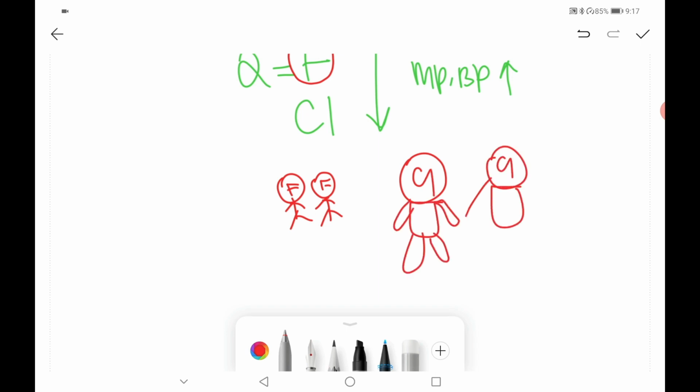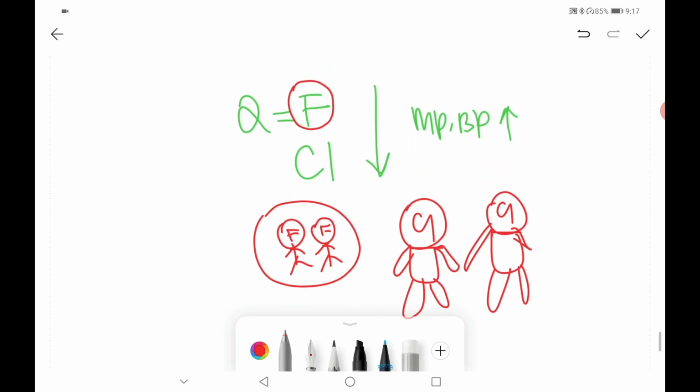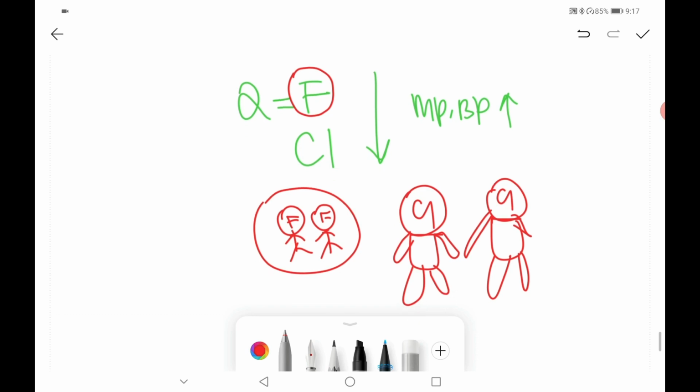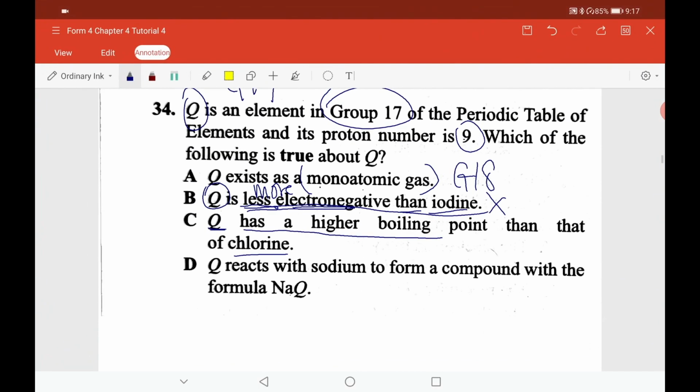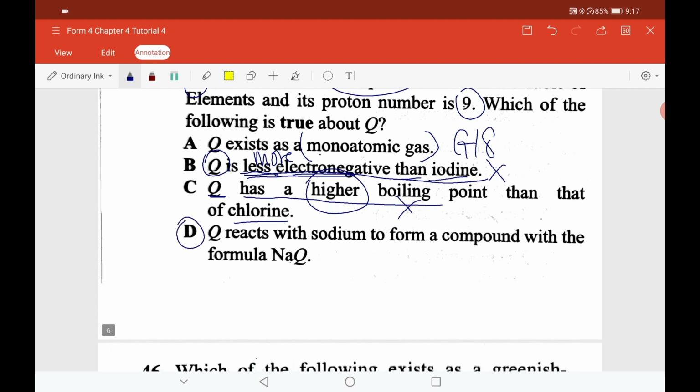Okay, so when the size of the fluorine is smaller, the van der Waals force is weaker. So when the van der Waals force is weaker, we need less heat. So less heat means the melting and boiling point should be lower. But they say higher, so it's wrong. So the answer should be D.